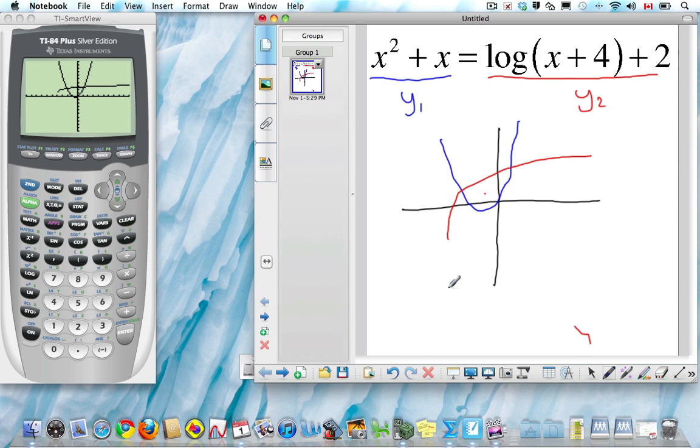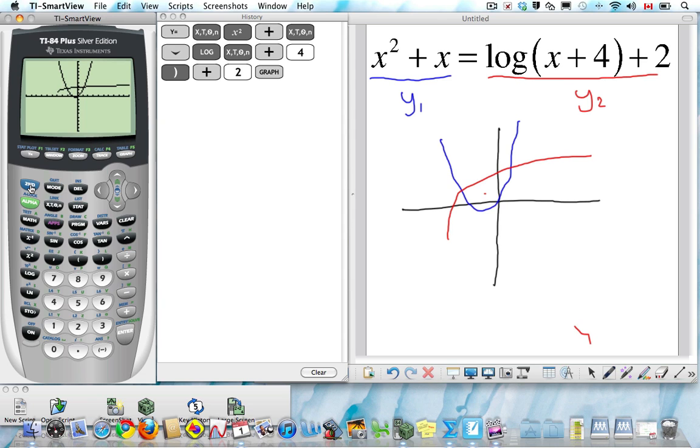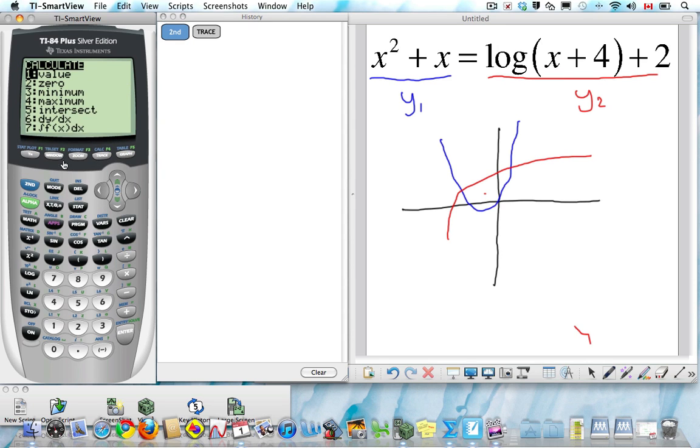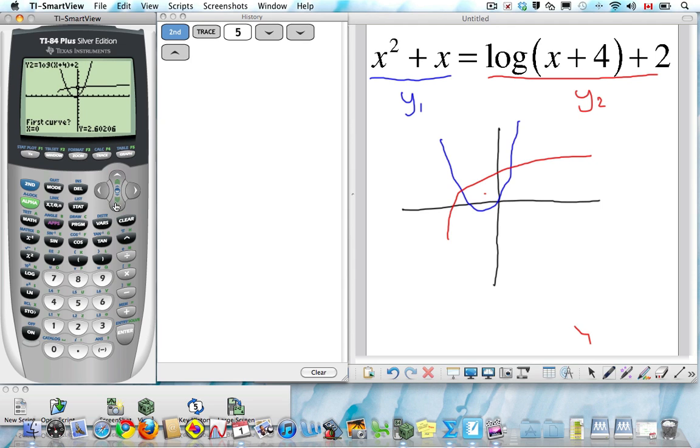And so as I do that, if I go back to my calculator, and here's the key, you can see the keystrokes. If I go second trace, which is the calculate menu, intersect, number 5, that's what I'm going to hit. And you'll notice it says first curve. Well, if I toggle up and down, it will switch between y1 and y2. And so I can consider either one.